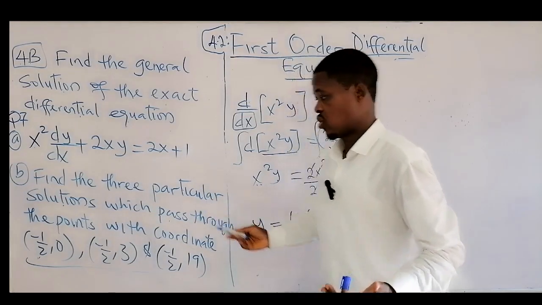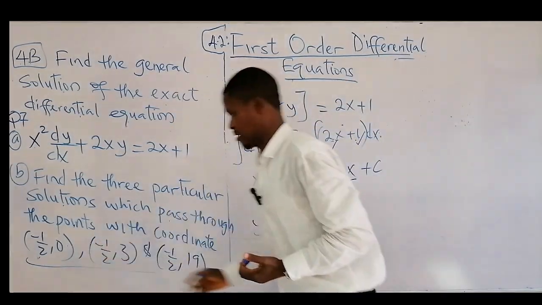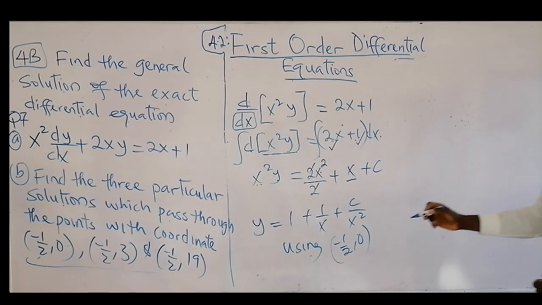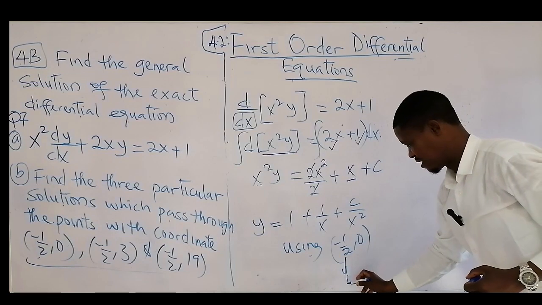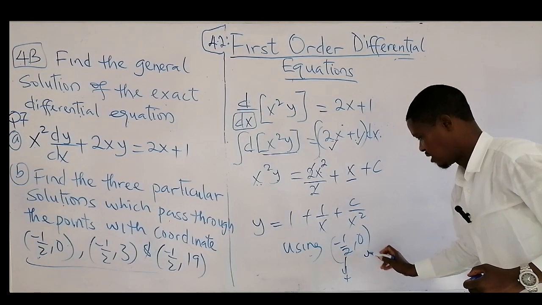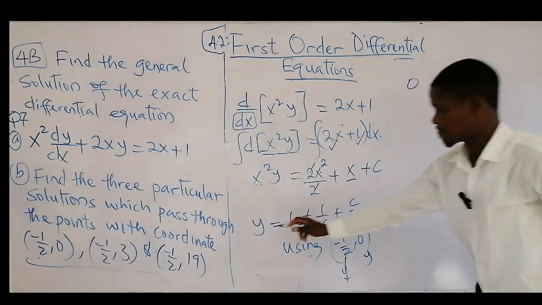So let's now begin to get the 3 particular solutions. How do you do that? We're going to start with the first coordinates. So what is the meaning of these coordinates? It means this is when x is this, y is 0. y is 0 here.